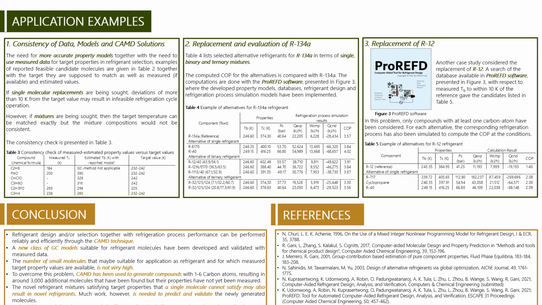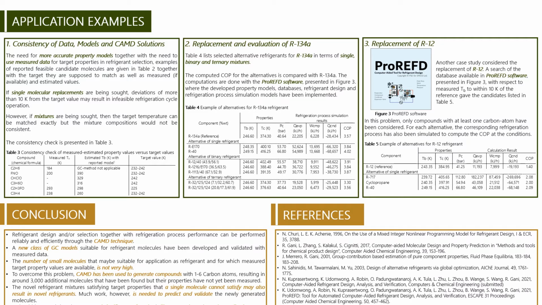Next, we will give three application examples. Example 1 is consistency of data, models, and CMD solution. There is a need for more accurate property models, together with the need to use measured data for target properties in refrigerant selection. Examples of reported feasible candidate molecules are given in Table 2 together with the target they are supposed to match, as well as measured and estimated values. If single molecular replacements are being sought, a deviation of more than 10 Kelvin from the target value may result in infeasible refrigeration cycle operation.